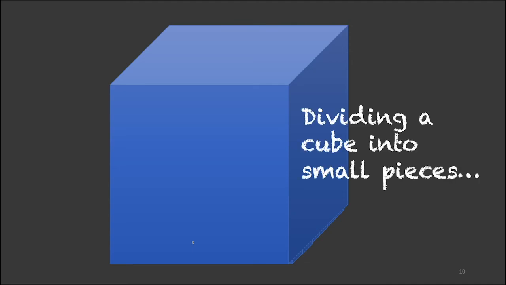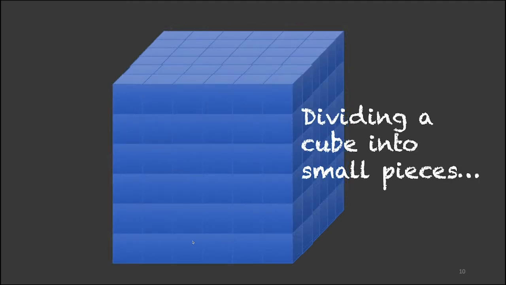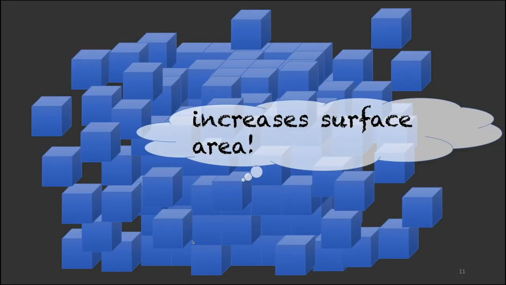Let us think about the relationship between volume and surface area of a body. If I divide this cube into small pieces, the total volume will not change, but the total surface area will increase. And the smaller the pieces, the larger the surface area.